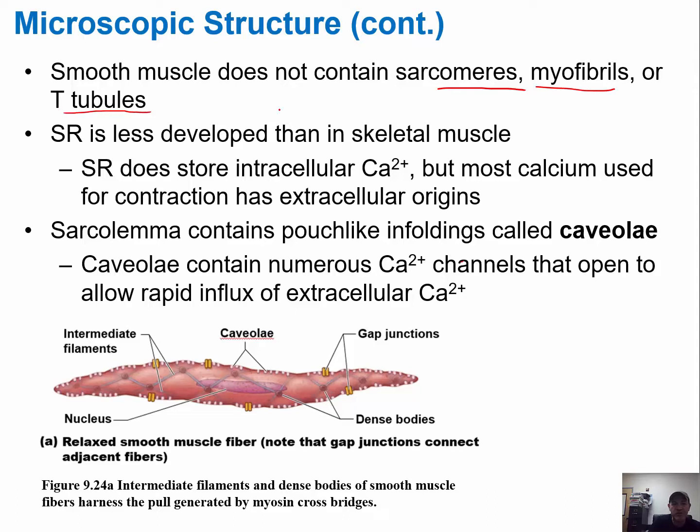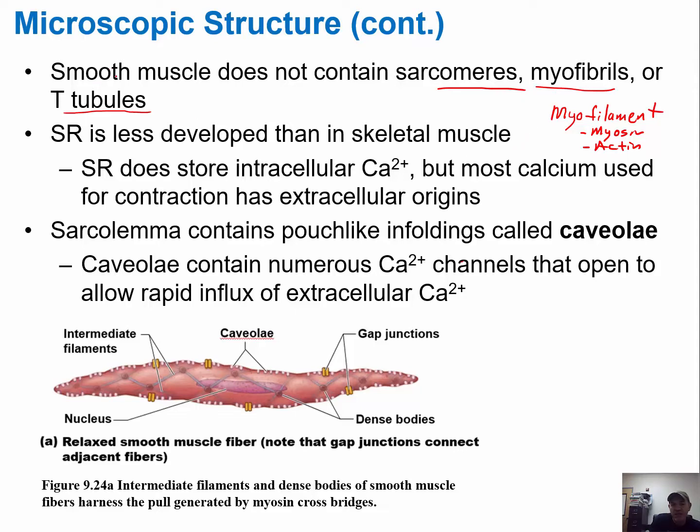Okay? Now, with no myofibrils or sarcomeres, you get no striations, but that doesn't mean we don't have myofilaments. So we still do have the myofilaments that are involved in contraction. These are the contractile fibers. They include myosin and actin. So that's the same as in skeletal muscle. It's just that these filaments are not arranged into sarcomeres. So we'll see more of what that looks like here in a bit.